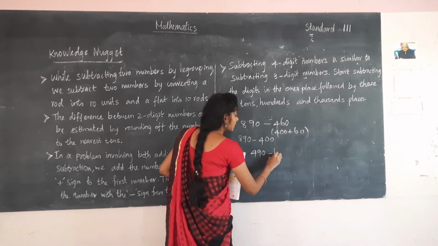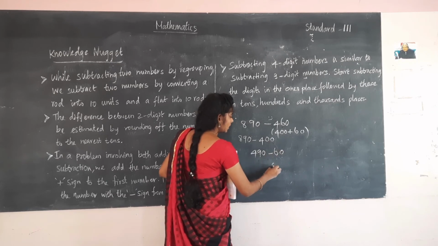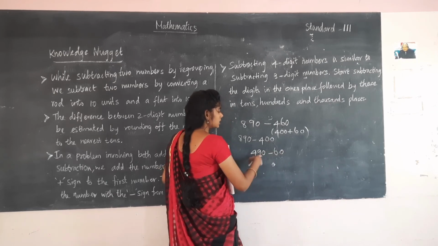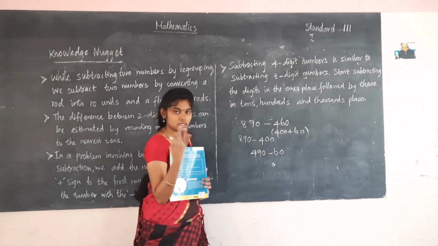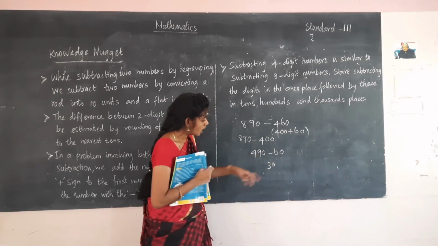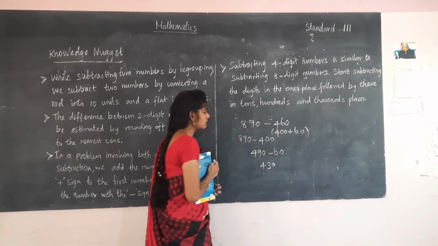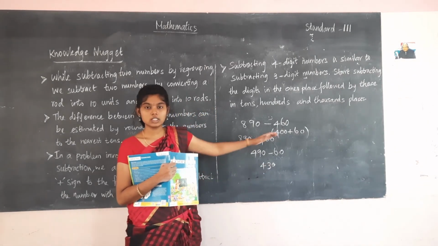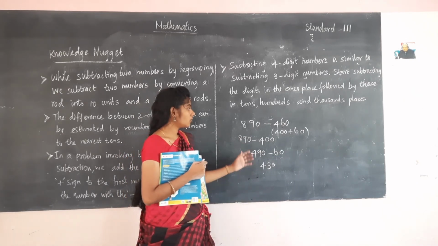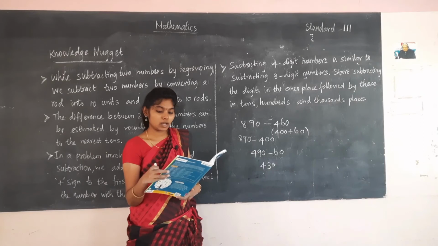So you will get the answer easily. That is, 6 in the ones place, it is 0, so you write a 0. In the tens place it is 9 minus 6. 9 minus 6 is 3. So write 3. And in the hundreds place, there is 4, so write 4 here. So the answer is 430. So this is the simplest way that I have given for you. Like this you are going to do the remaining mental maths problems.